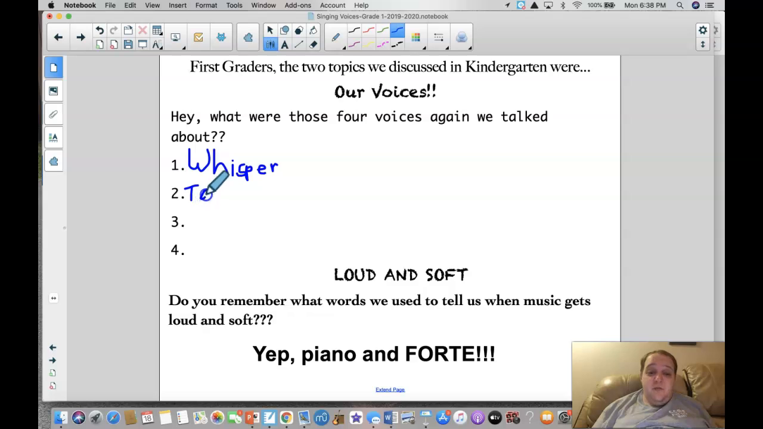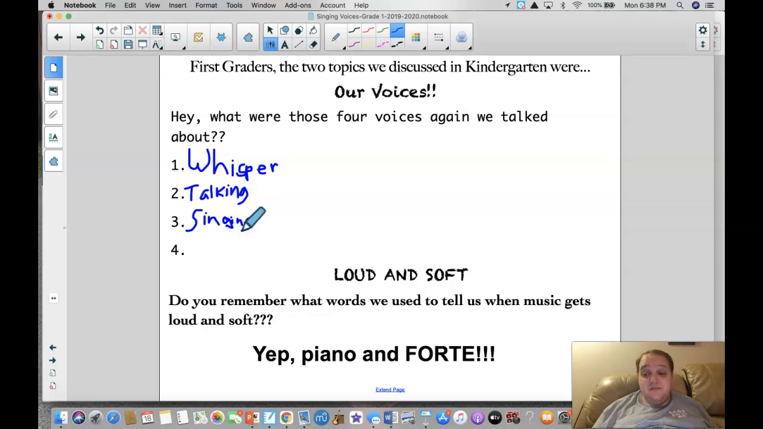That's one that we sometimes use in the classroom, and you use at home, right? I'm using it right now. There's the talking voice, okay? Then there's the singing voice, okay? That's the voice we use a lot of in music class. You probably use it in the car. You might even use it at other places.